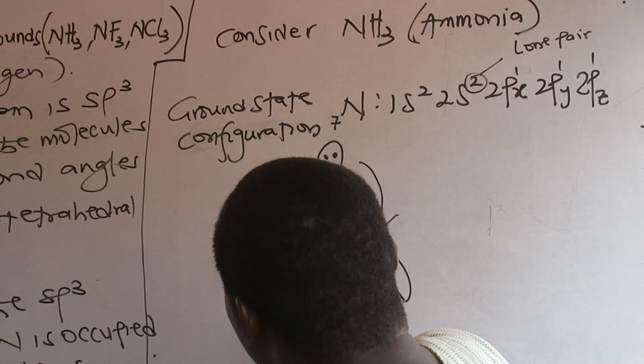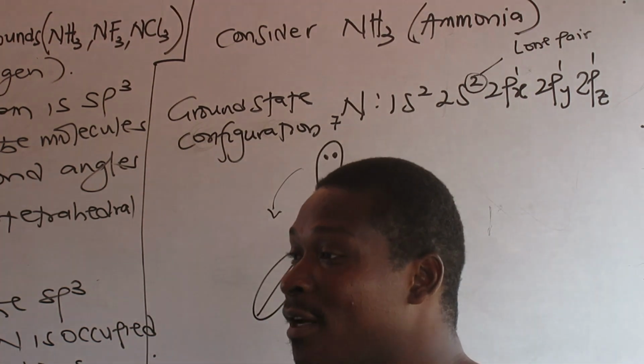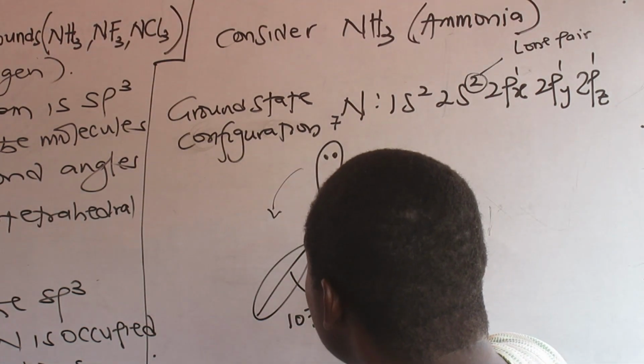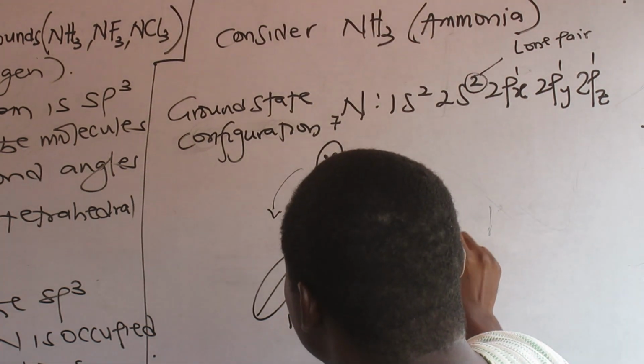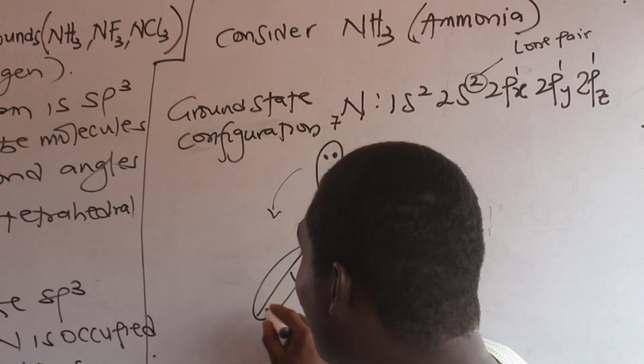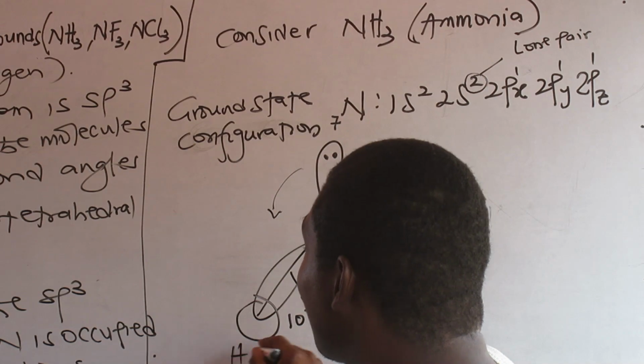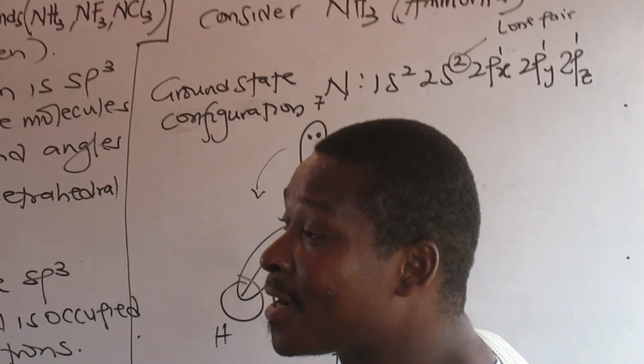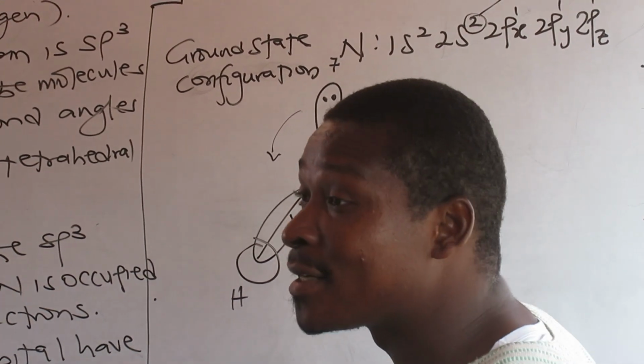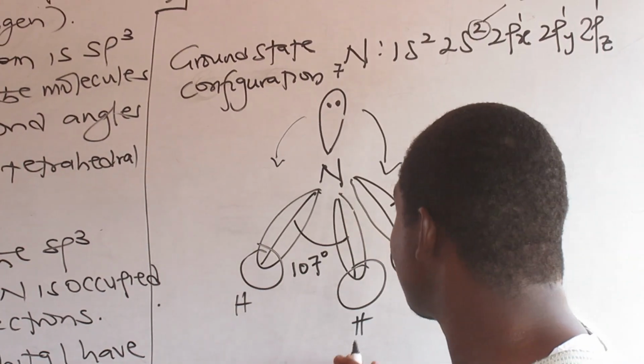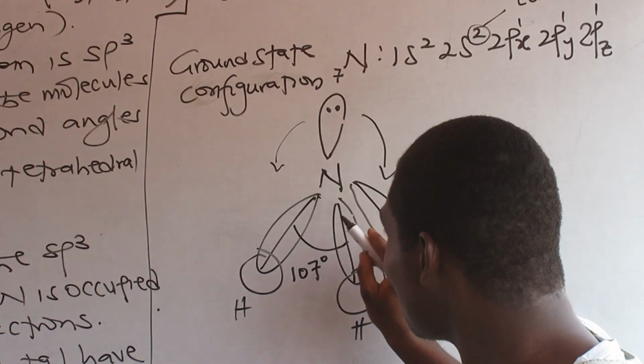ammonia has a bond angle of what? 107 degrees, right? So now, each sp3 hybrid orbital, this is sp3, okay, will now overlap easily with what? The s orbital of a hydrogen atom to form an sp3-s nitrogen-hydrogen sigma bond. Are you okay? Good. So there is a formation of ammonia. So take note.